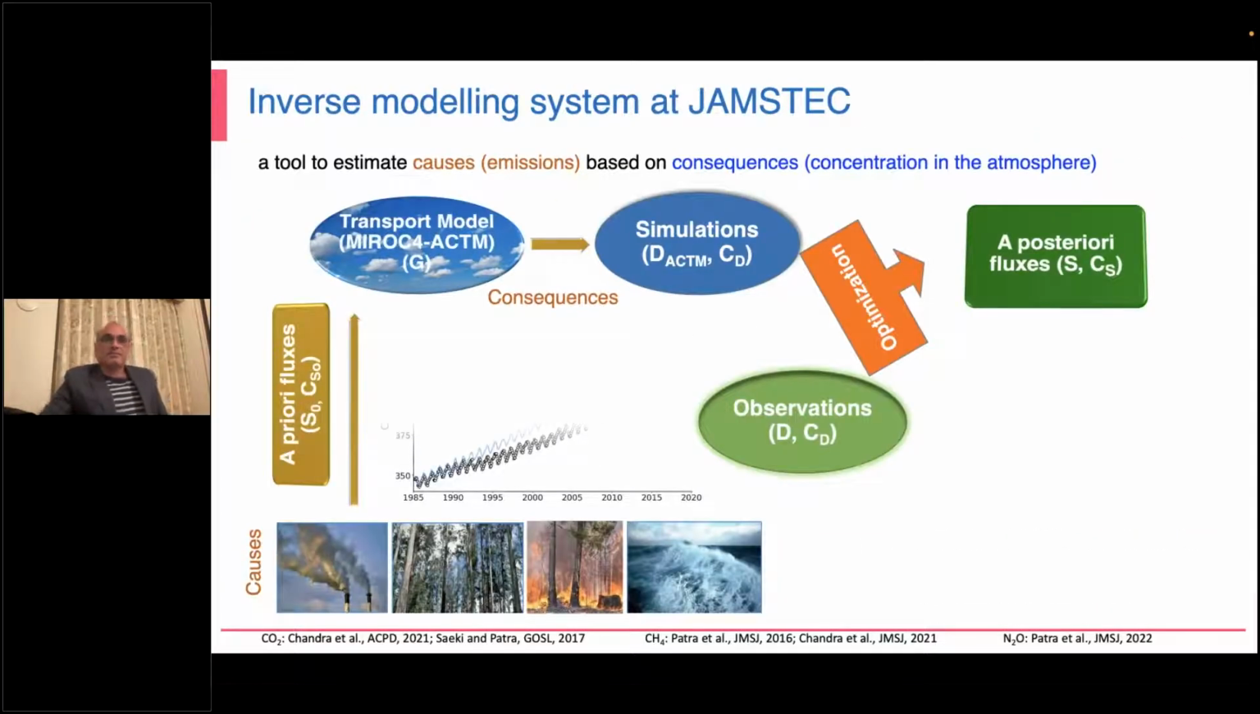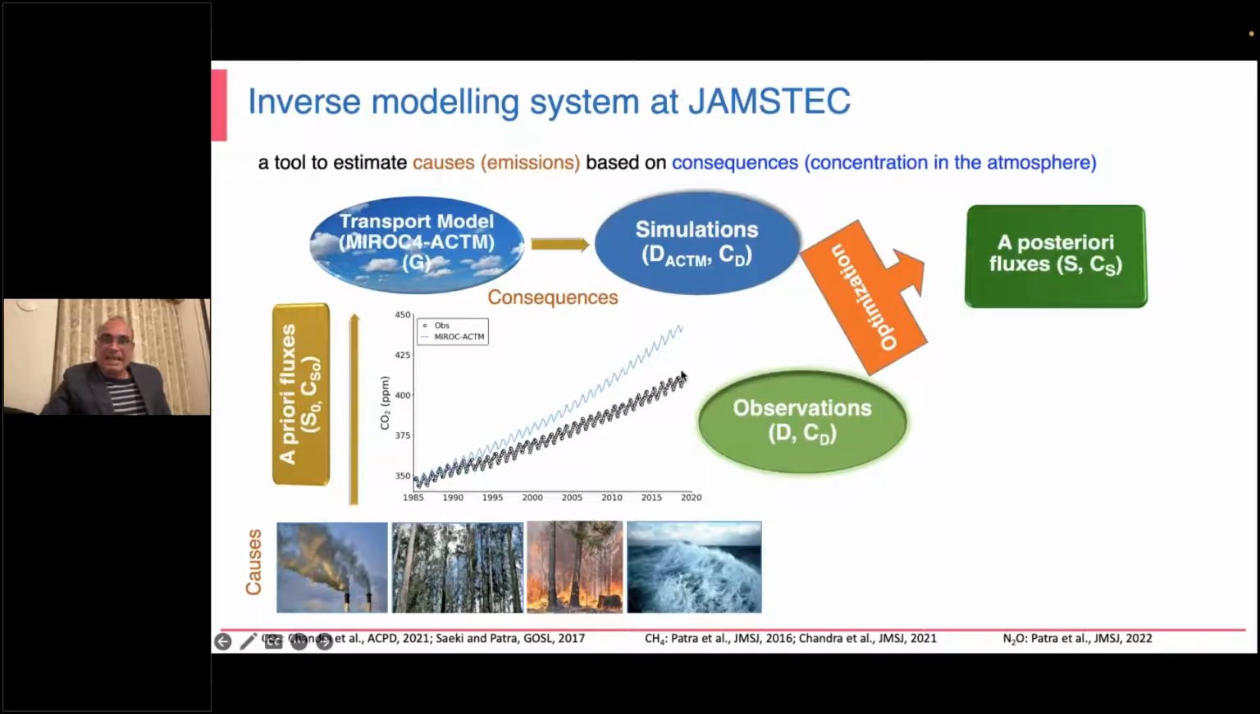And so this is what the inverse model or top-down system looks like. So you start with bottom-up fluxes from fossil fuel, forest fires, and oceans, and then put all the fluxes into a transport model. So you mix it in the atmosphere and the transport and everywhere. And then you can calculate the concentration, which is the blue line here, and we call them simulations. And then we have the observations I was talking about before.